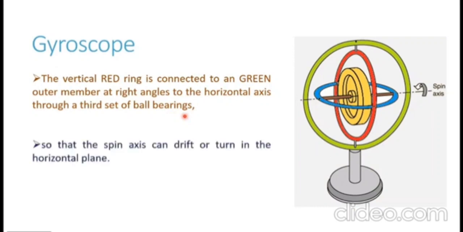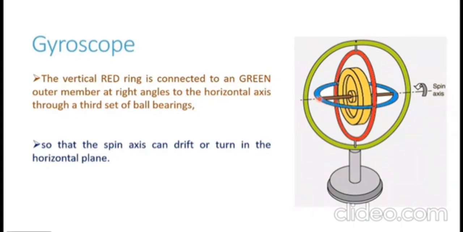And this set of ball bearings, one fitted on top here, connecting the red vertical ring with the green outer member, allows the spin axis to move in the horizontal plane. You see, the spin axis can move in the horizontal plane. Looking from top, it can move in the clockwise direction like this in the horizontal plane, or it can move in the anti-clockwise direction in the horizontal plane.